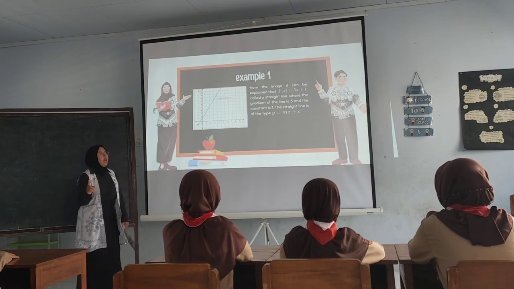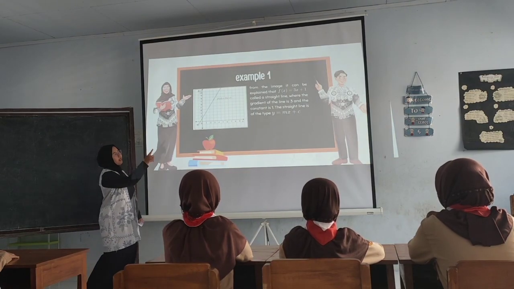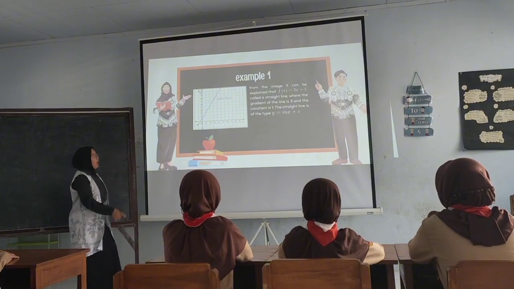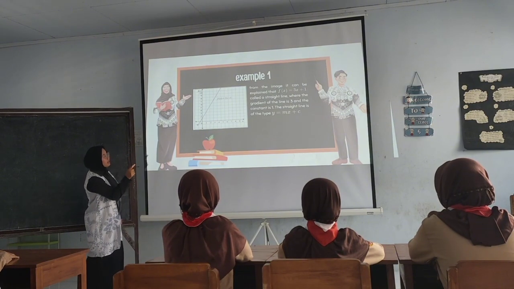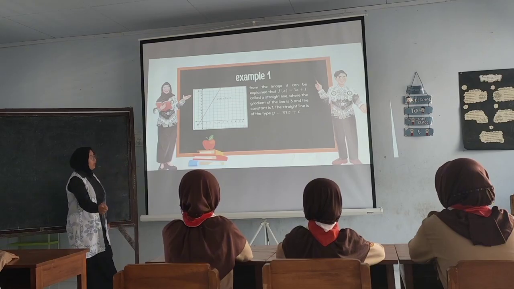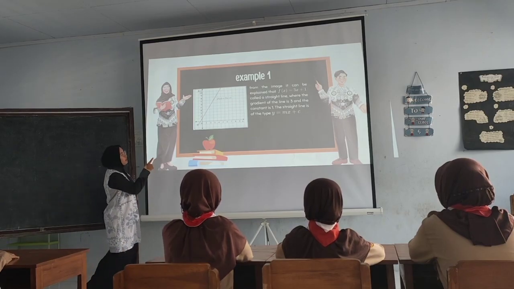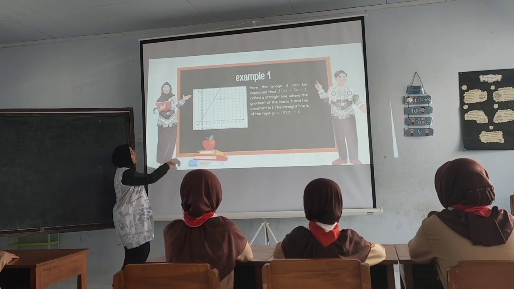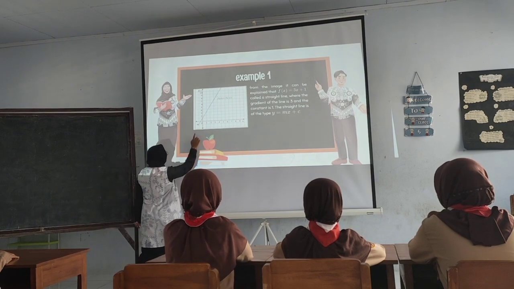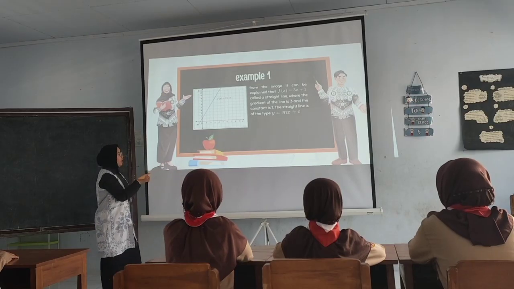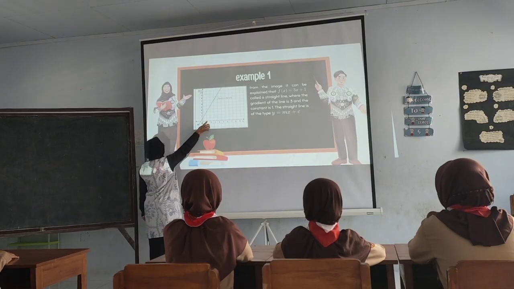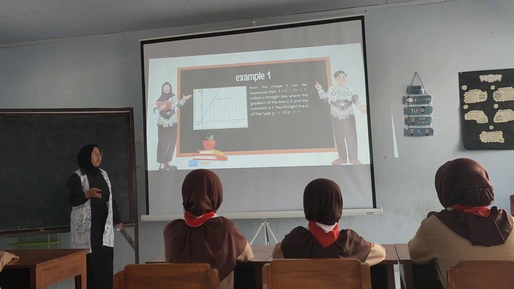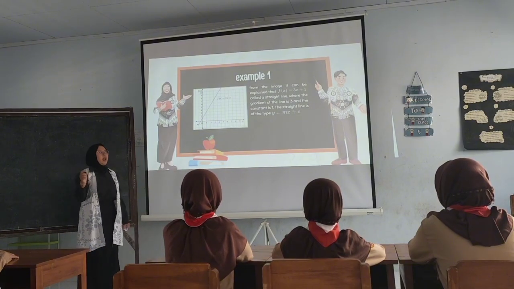Okay, example. From the image, it can be seen that f(x) = 3x + 1 is a straight line where the gradient of the line is 3 and the constant is 1. The straight line is of the type y = mx + c.